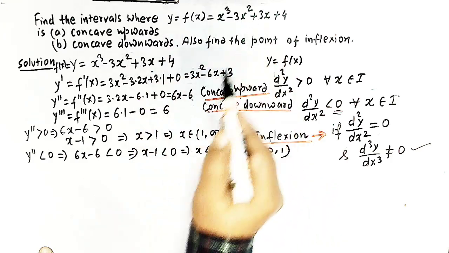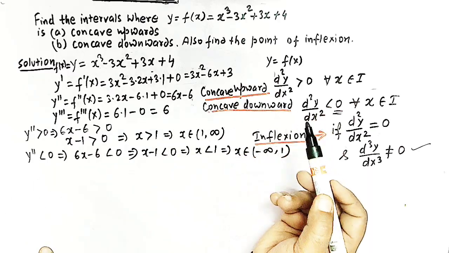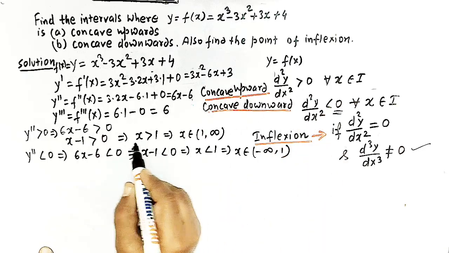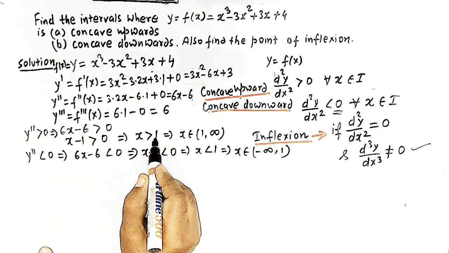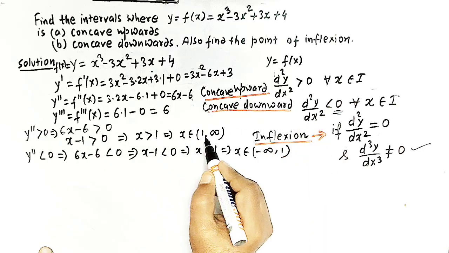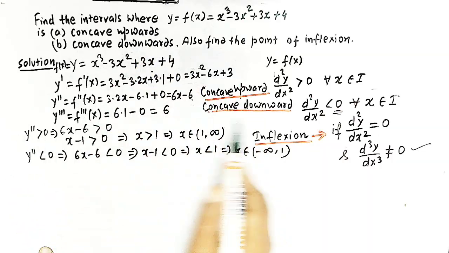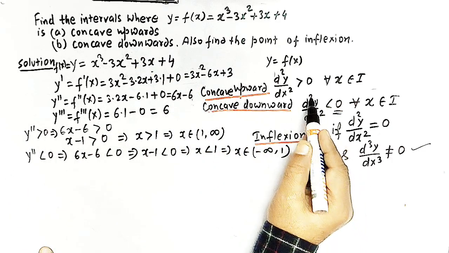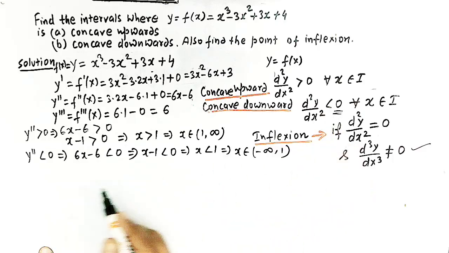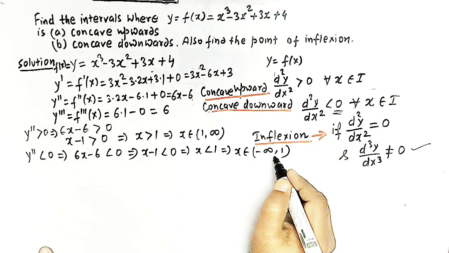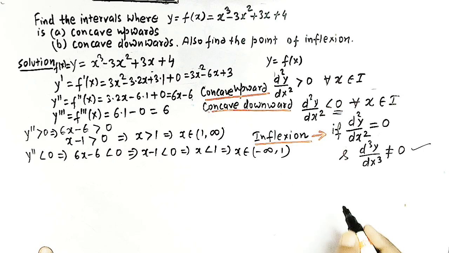So this function is concave upwards when the second derivative is greater than 0, that is when x is greater than 1, or x belongs to 1 to infinity. And this function is concave downwards when we have second derivative less than 0, that is x less than 1, that is x belonging to minus infinity to 1.